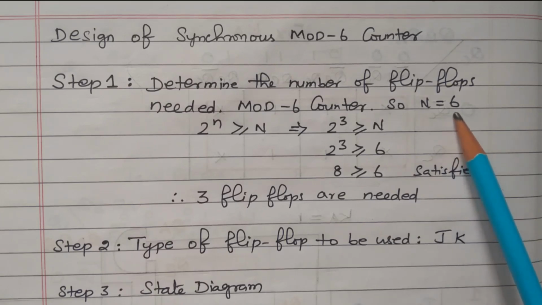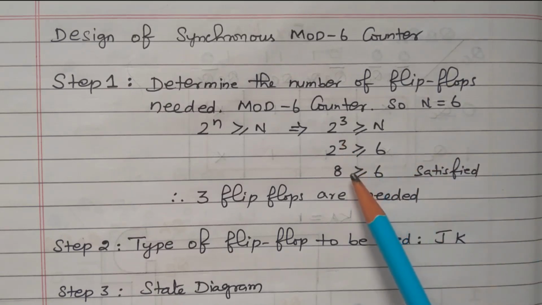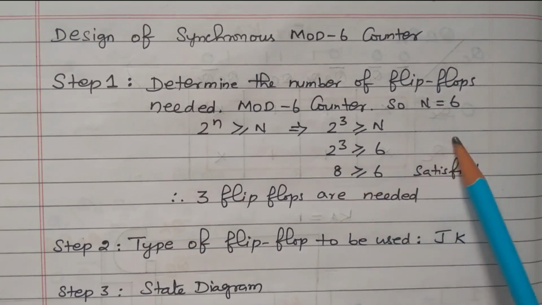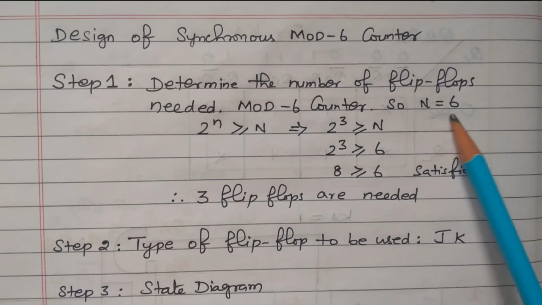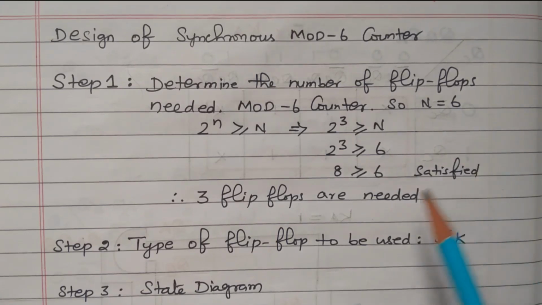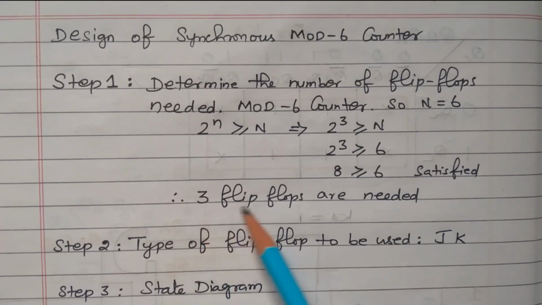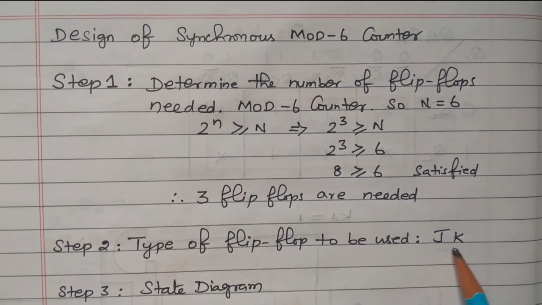Normally there would be 8 states. With 3 flip-flops, 000 up to 111, there are 3 bits available. Here only 6 states are available, so the last 2 states, 7 and 8, are taken as don't care conditions. Now we have identified that 3 flip-flops are needed. The second step is the type of flip-flop. Here we are going to use the JK flip-flop. We can use any type of flip-flop, but in this problem it is solved with the JK flip-flop.